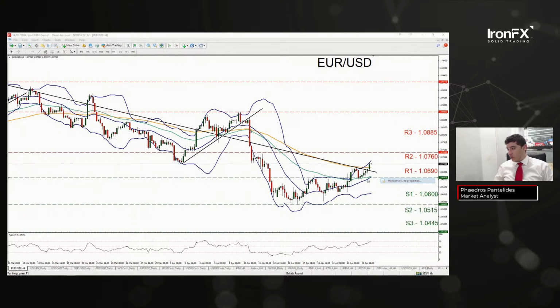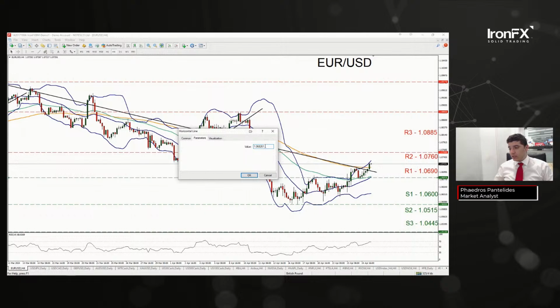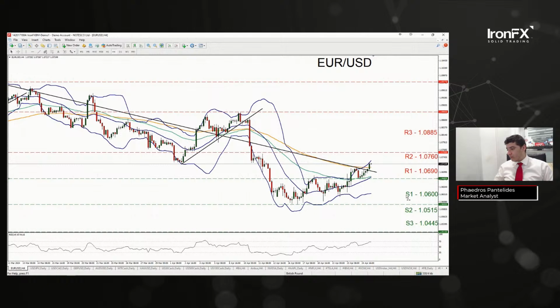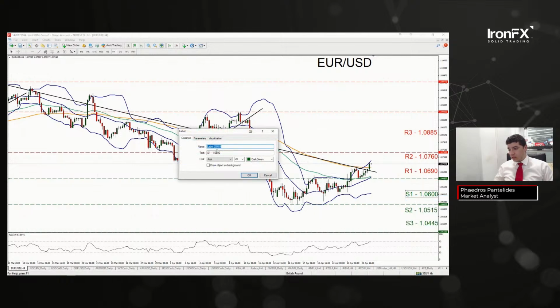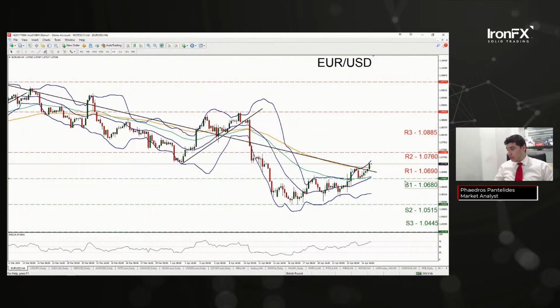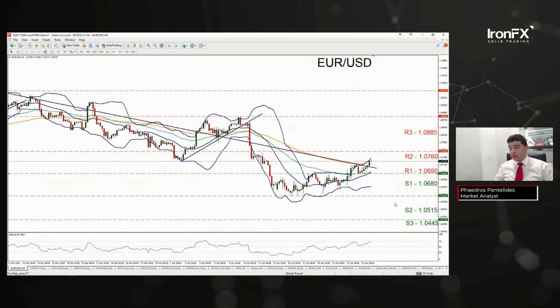As such, S1 for me would be at 1.0680. So that would be my S1 level, and let's reflect that. 1.0680. For S2, we're maintaining the same level, and for S3, the same. Why? As you can see, S2 has not been broken. We have S1 here, which is essentially resistance turned to support, and then you have S2 validated by these wicks here and has not yet been broken.